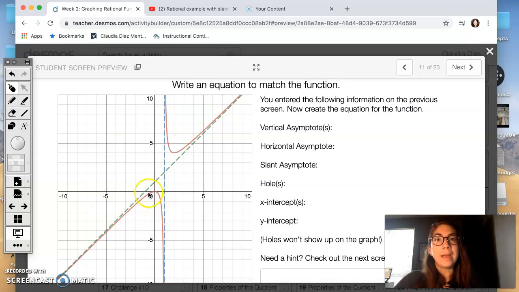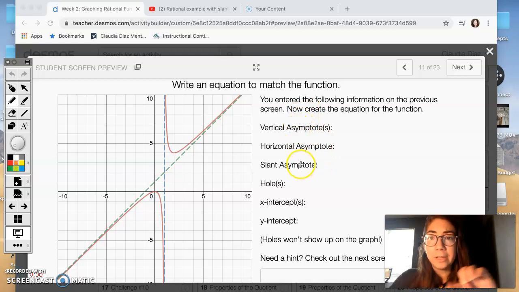But I'm looking at number 11. This is slide number 11 from the rationals Desmos activity. This was pretty challenging, so I'm really glad I had a few students ask me about it. So let's take a look at it.